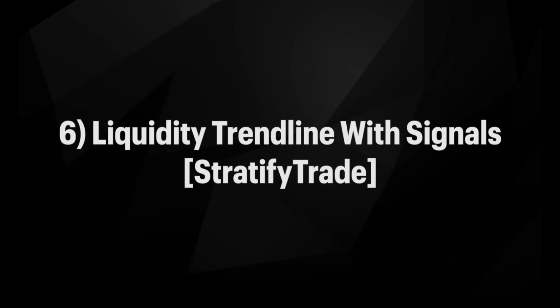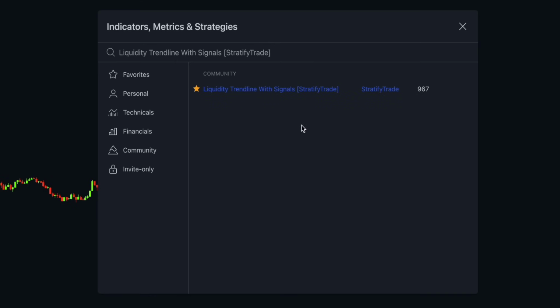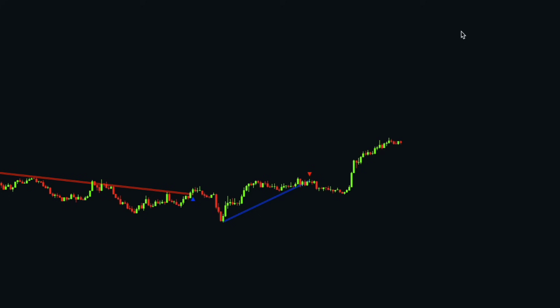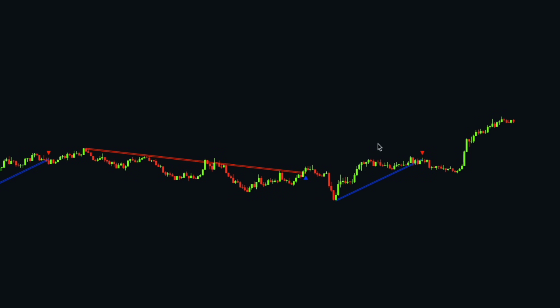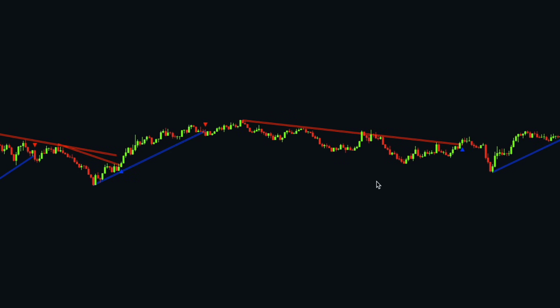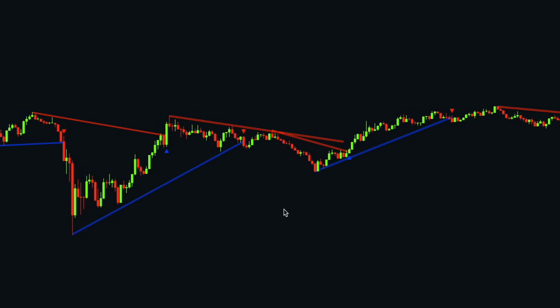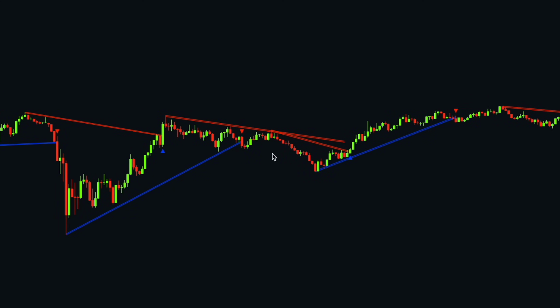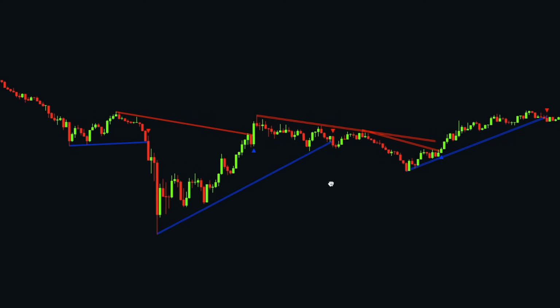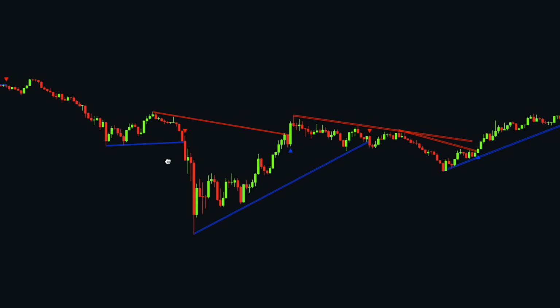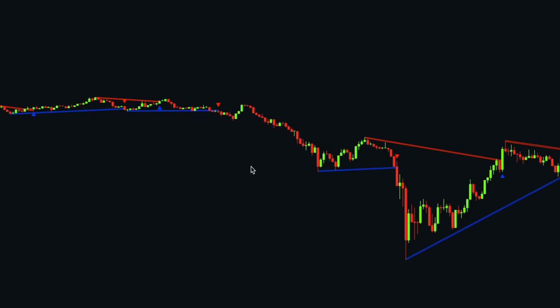The 6th indicator in my ranking is called the Liquidity Trend Line with signals by Stratify Trade. The liquidity trend line is an indicator developed to identify potential breakouts by making use of pivot points. These pivotal moments can trigger significant market reactions, either by breaking out or by serving as breakout and retest signals. As shown in the example, breakouts can be powerful points to see reversals in the market and can lead to a lot of volatility as well.